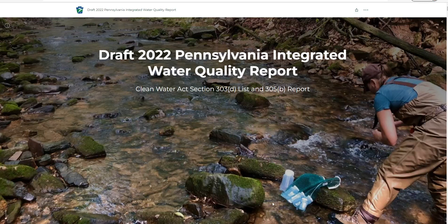The 2022 Integrated Water Quality Report, which reports on the Clean Water Act Section 303D list and Section 305B report, is presented in a digital report format. This is a highly interactive and informative web page that has substantially more multimedia content than a standard document. The 2022 Integrated Report is slightly different than the 2020 report. The report is scrolled through like a regular web page.